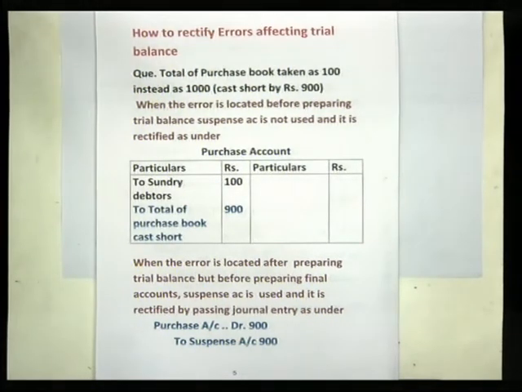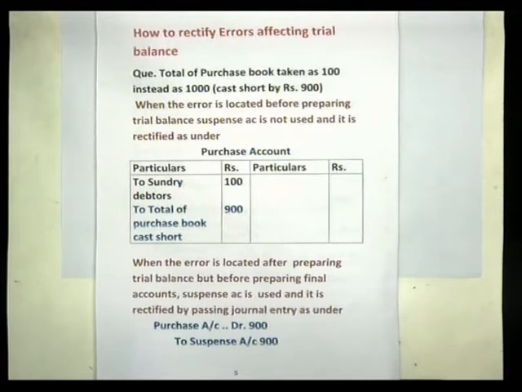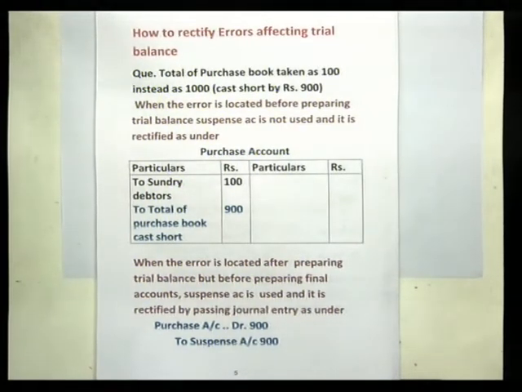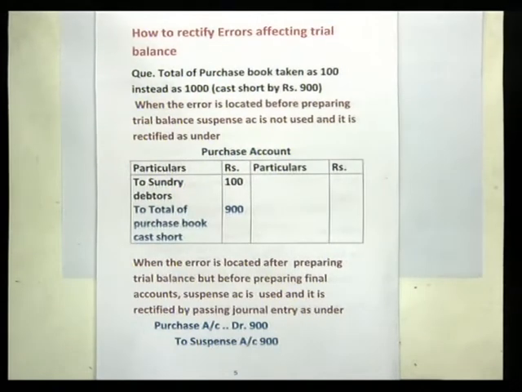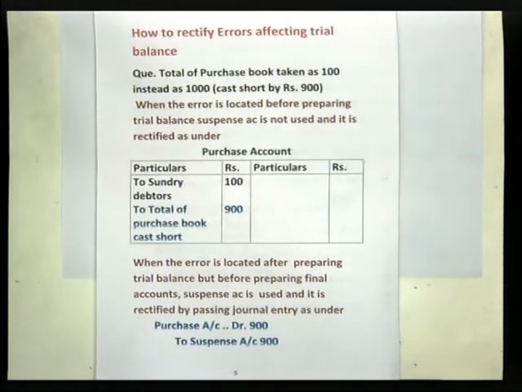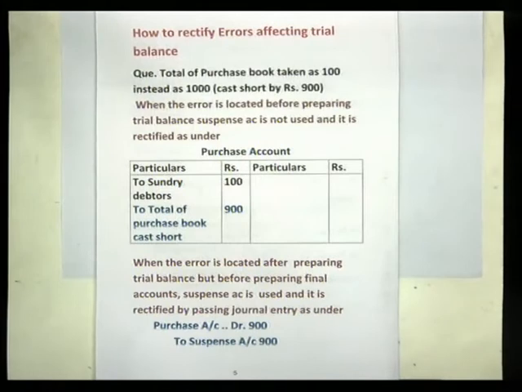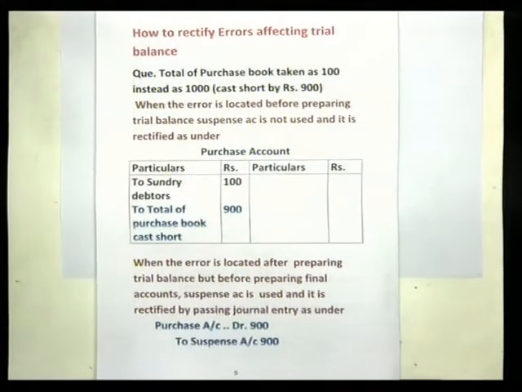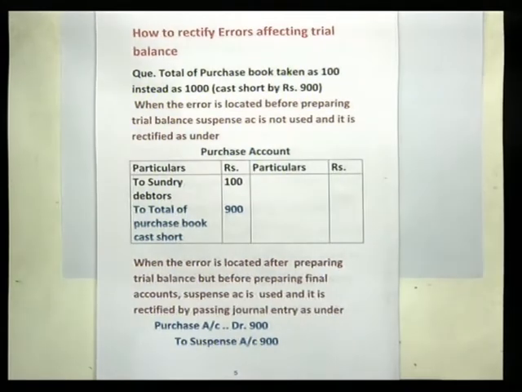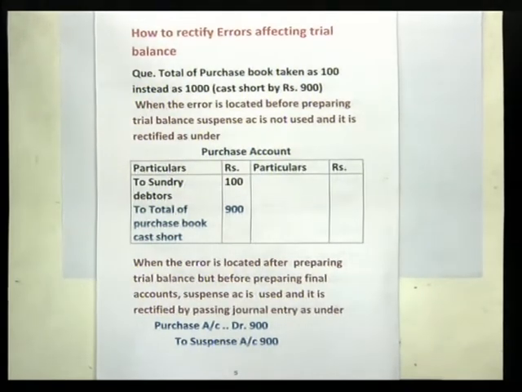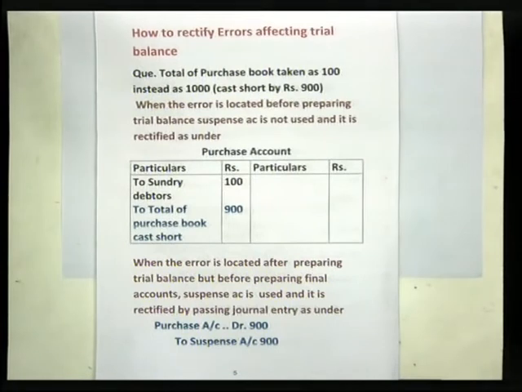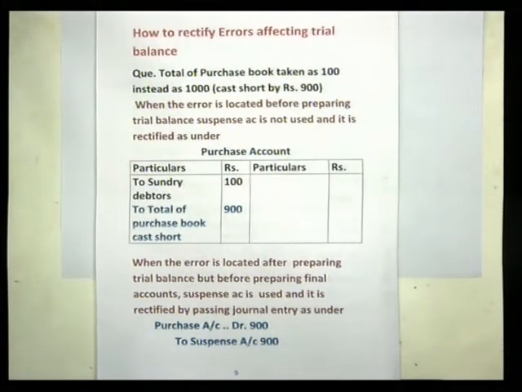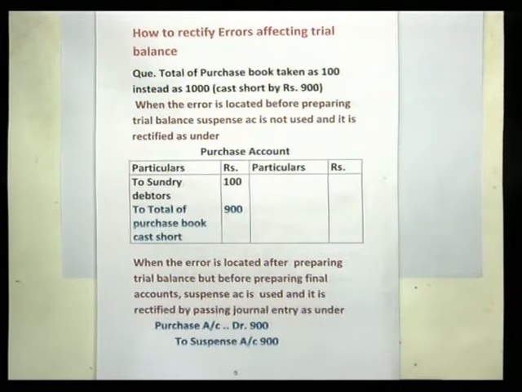So when this type of error is located before preparing the trial balance, there is no need to pass a journal entry. You can rectify the error by passing a remark in the particular respective account. Now in this example, the total of purchase book is taken as 100 instead of rupees 1000, right? So here the total is taken less. So it is short cast by the amount of rupees 900 in purchase account.